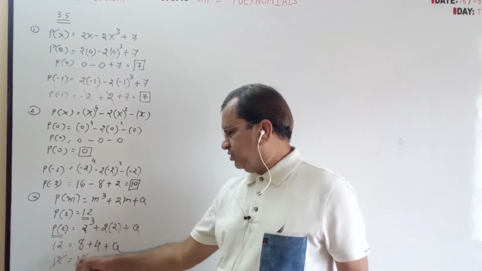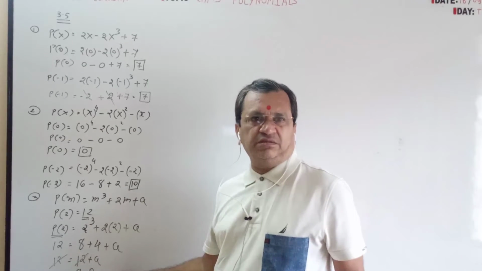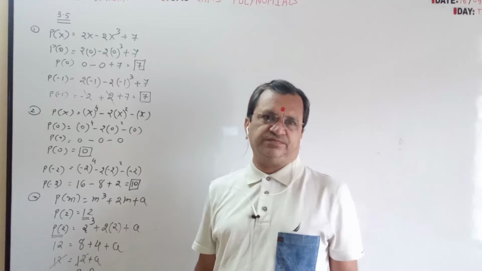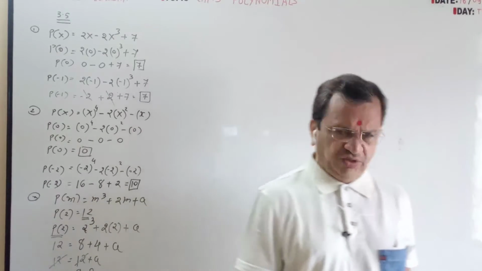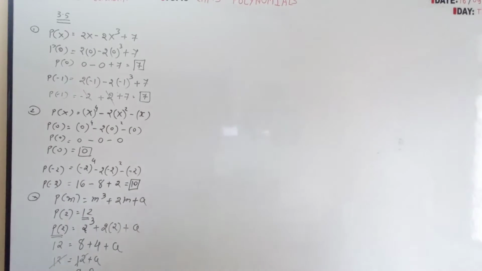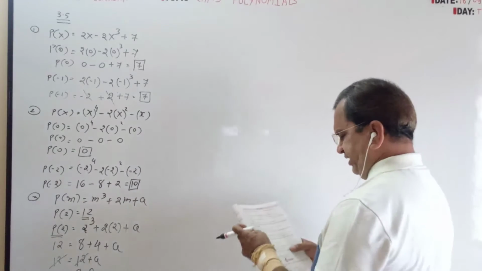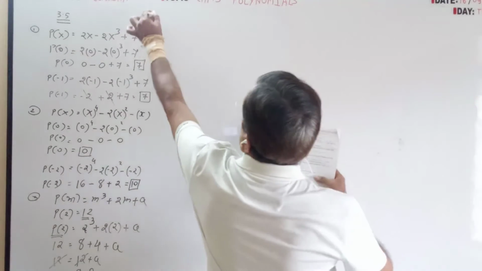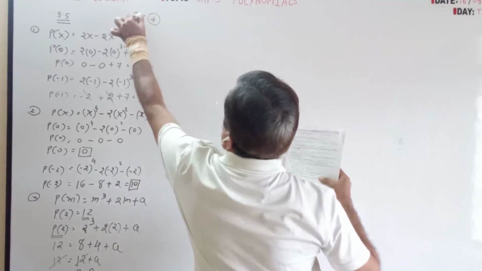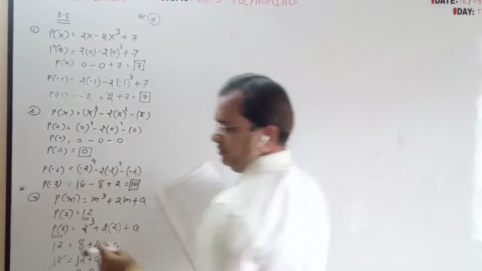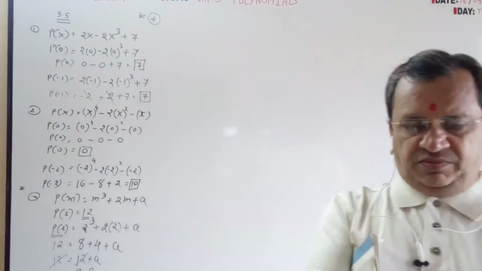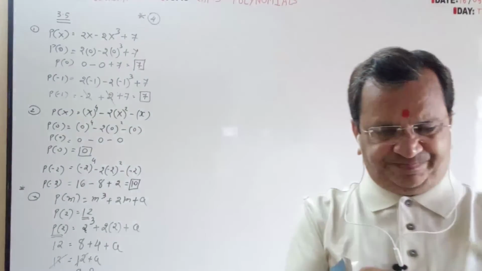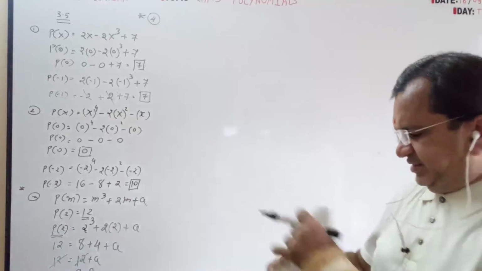Eight plus 4 is equal to 12. 12 plus something is equal to 12. So 12 plus 0, it is 12. So a is equal to 0. Follow? Next one also is very important. Some questions are cancelled, that I'll let you know in this exercise and the next exercise.